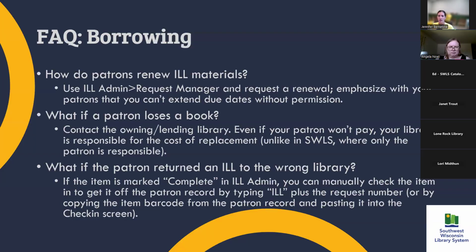All right. So we've got a couple regular questions that I get all the time about borrowing. So this is stuff for your patrons. How do patrons renew ILL materials? You have to ask before you can just renew stuff, if it's an ILL from another library system. And you'll do that by going from the ILL admin tab on your dashboard to either the request manager or the borrower requests. Find that, and then you have to switch the status to request renewal and wait for that library to answer you.